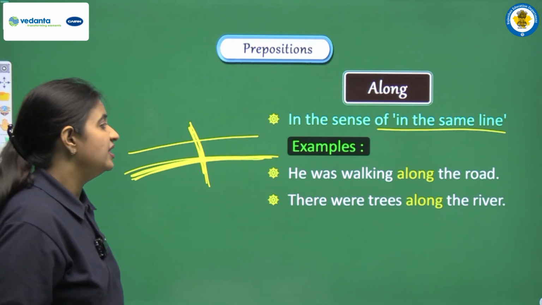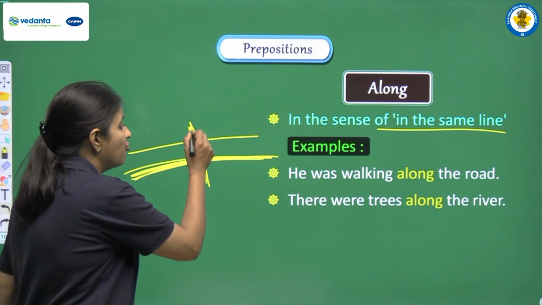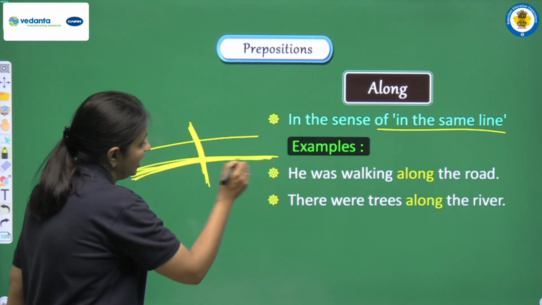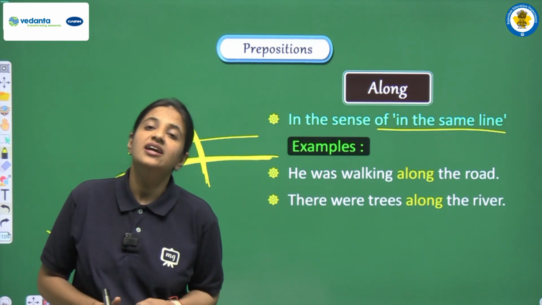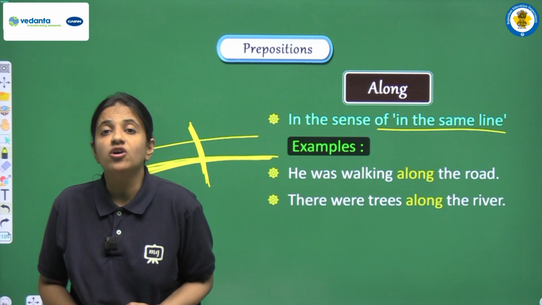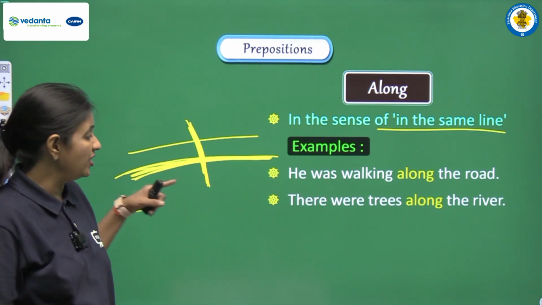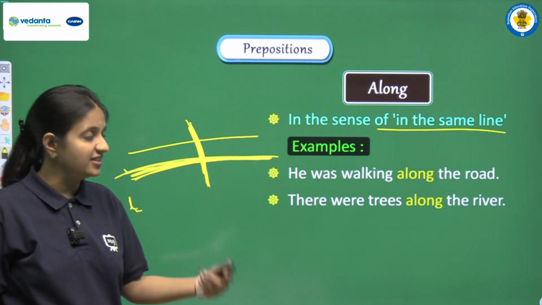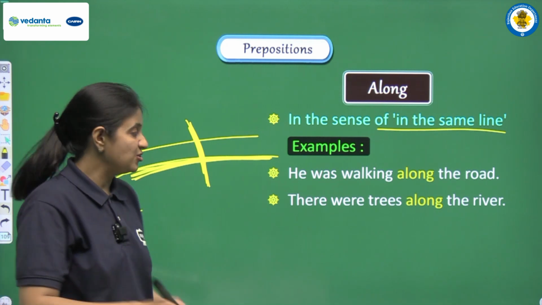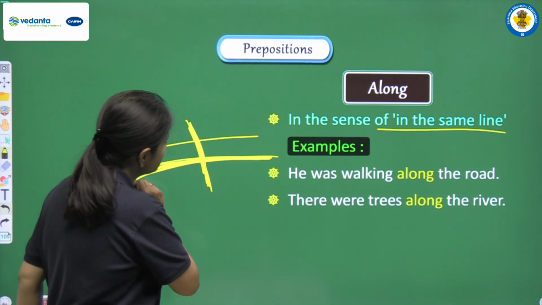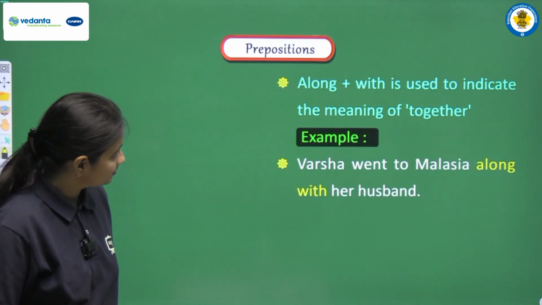Okay, let's see the example. He was walking along the road. So obviously when we walk on a road, we do not walk like this, we walk on one side, in one direction. So after reading the sentence we can decide whether we have to use along or across, because when we walk on a road, we only walk in one direction, on one side. Next is there were trees along the river. Again, trees are not in the middle of the river, rather trees are on the side line of the river. So we are saying that there were trees along the river.